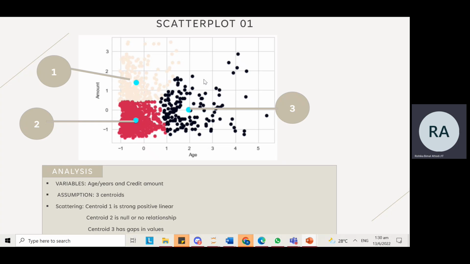As shown here, there are three centroids. Centroid 1 is a strong positive linear relationship, centroid 2 is null or no relationship, and centroid 3 has gaps in values. Gaps in values occur when there are extreme values, and in these extreme values there might be very huge gaps. That's why it scatters a lot, as shown here.